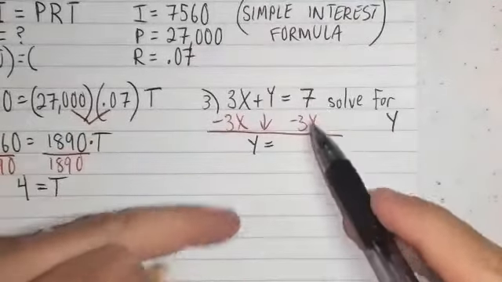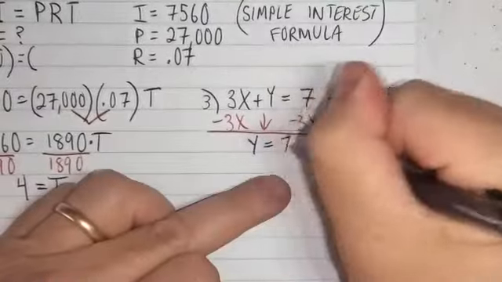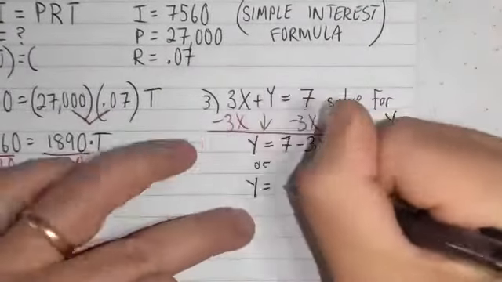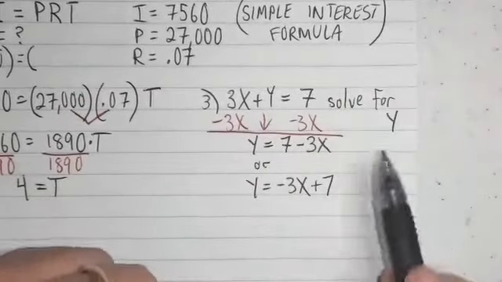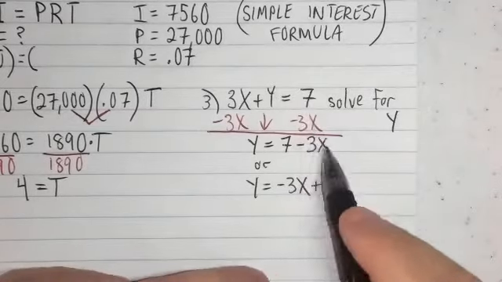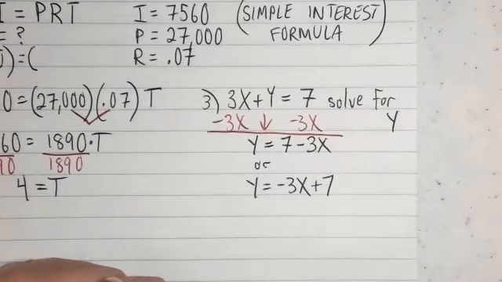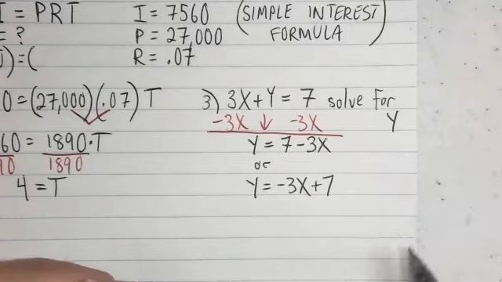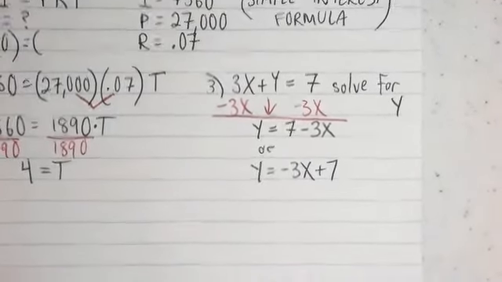Now again, we got 7 take away 3x. Normally I would put the 3x first. You can leave it 7 minus 3x, or if you wanted to, you could enter that as negative 3x plus 7. Understand these are the same things. But in no situation can you add those two together. These are unlike terms. One has a variable, one doesn't. So either answer here would be acceptable. They look different, but they are the same value. So you have a few problems where you're going to solve for y.